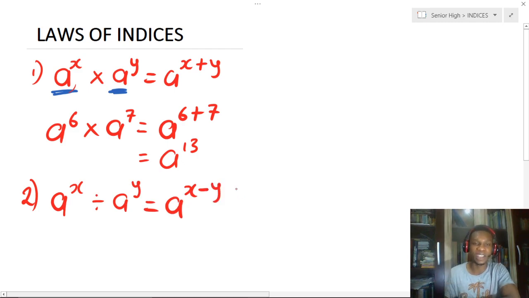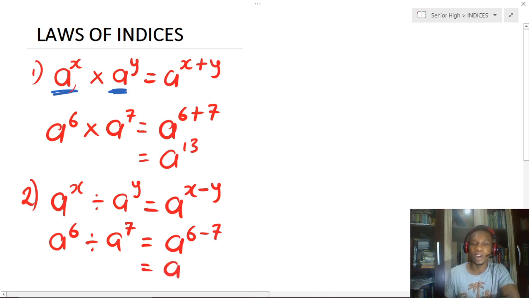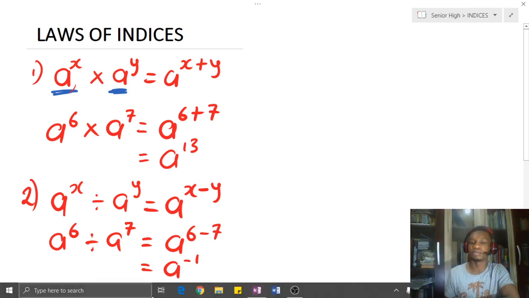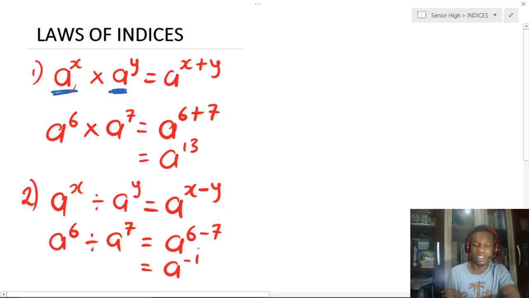For example, again, let's take our A raised to the power 6 multiplying A raised to the power 7. Now let's switch this multiplication towards division. So it will be A raised to the power of 6 dividing A raised to the power of 7. And then what happens is like saying A raised to the power of 6 minus 7. And what's the answer going to be? What's 6 minus 7? It is minus 1. Now this particular answer we've gotten will lead us to a new law again.